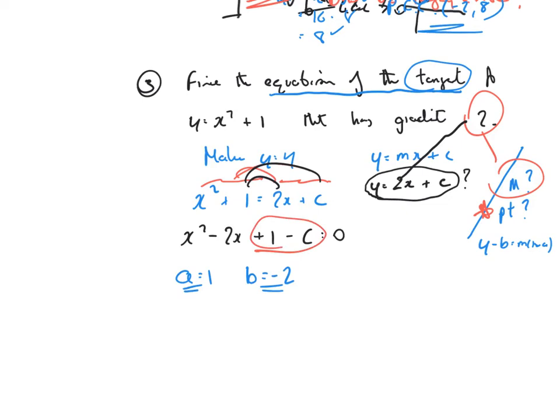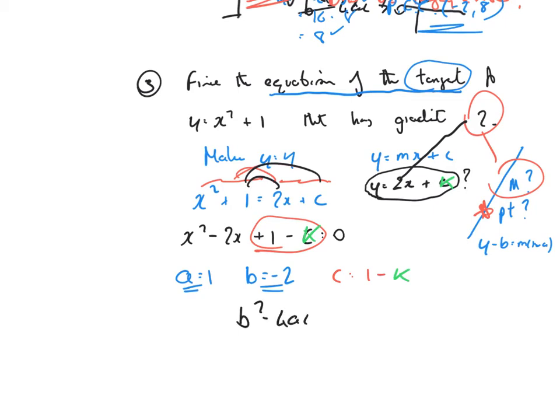Okay, so a is the coefficient of x squared, 1, b is the coefficient of x, minus 2, c is everything else, which is 1 minus c. Now just to cut down a bit of confusion here, what I should maybe do is call that something different, maybe call it k, just so that it's not too confusing. Okay, 1 minus k.